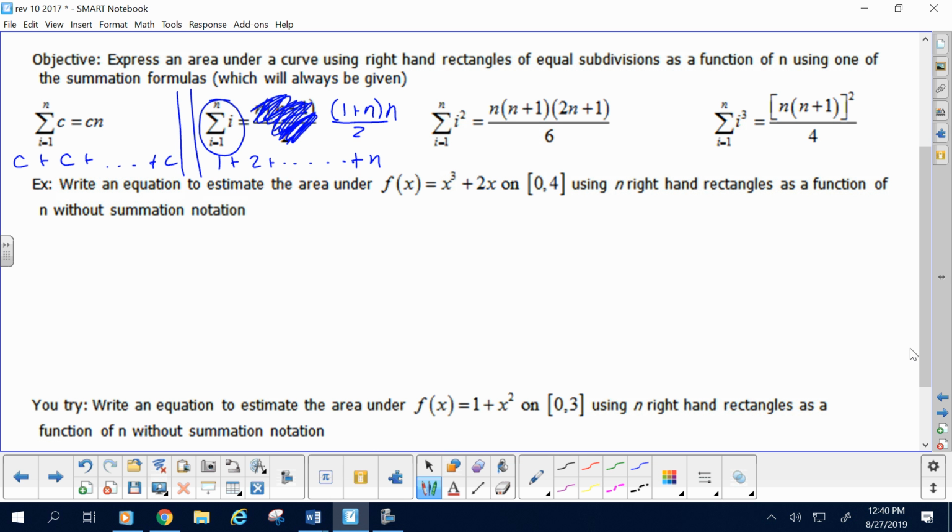Okay, so let's look at this one and talk about how these are used, and I'll show you where those come in. For now, they're just some formulas sitting up there. I'll show you how you use them. We have 4 minutes. We might get through this one. Here we go.